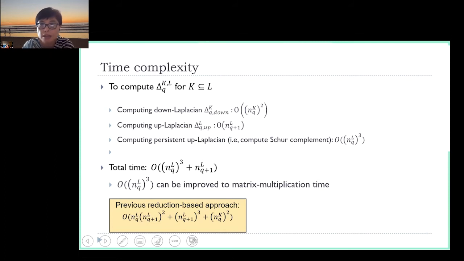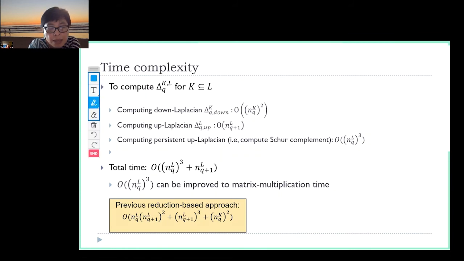I should point out that this n to the q can be improved to matrix multiplication time, which is slightly better, around n to the power of 2.37 and so on. So how does this compare to the previous algorithm? The previous algorithm is reduction based, and the time complexity is shown here. The dominating term is roughly this one. The difference is that this is cubic in the number of Q simplices in L, while the other has a linear term but a quadratic term in the number of Q plus 1 simplices in L. It's like one is cubic in the number of edges in your simplicial complex, the other is linear in the number of edges but quadratic in the number of triangles.